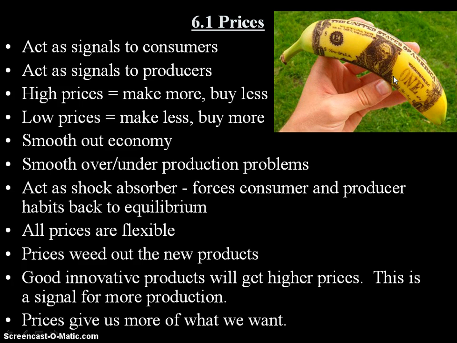So we have to understand when we're looking at prices, and we've seen this, it's like a traffic signal, where cars one way are stopped and the other way they're going. A high price does an opposite thing for consumers as it does for producers. A high price makes companies make more of a product, but it also makes consumers buy less of a product. Low prices make companies make less of the product, but it makes consumers buy more of the product.